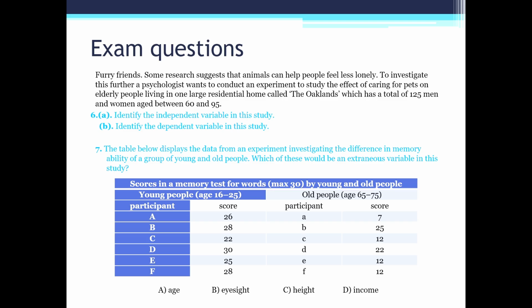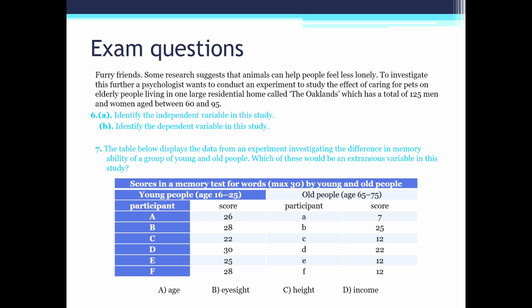Then number 7, we've got a study here which is about investigating the difference in memory ability in young and old people. So if we have a look at the suggested extraneous variables at the bottom, it's not going to be age, because extraneous variable is anything other than the IV, and the IV is age for this one. We've got old, we've got young people, so it's not going to be that one. And our height and income do not have an impact on our memory, so it's not those.